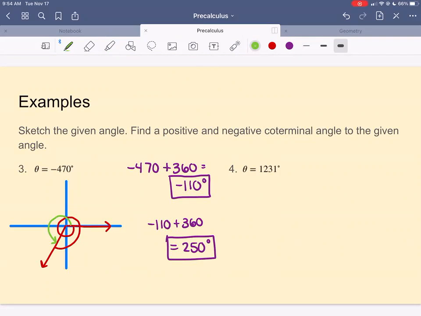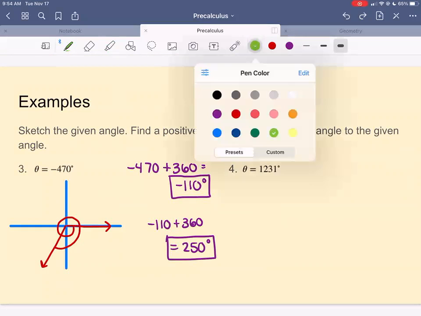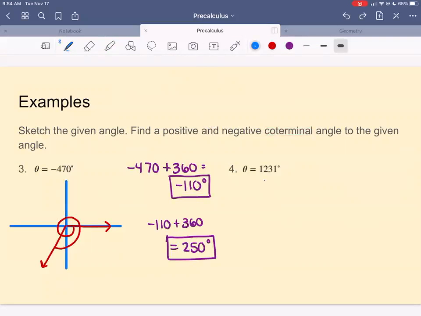So we don't always have to add or subtract once. Sometimes we can add multiple times to get both the positive and the negative coterminal angle. And sometimes we can subtract multiple times to get a positive and a negative coterminal angle. And that's what's actually going to happen with our next one. Because if I go ahead and draw this coordinate plane again, 1,231 is way bigger than just 360.